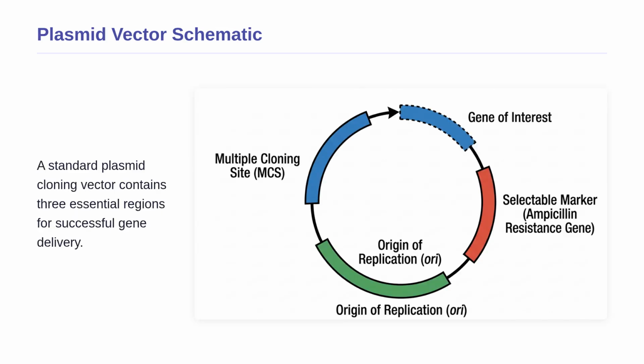Let us visualize what we just discussed to make it perfectly clear. On your screen is a schematic diagram of a standard plasmid cloning vector. Notice the circular structure of the DNA? The green region represents the origin of replication, ensuring the plasmid can be copied by the host. The blue region is the multiple cloning site, and you can see where the gene of interest has been inserted into it. Finally, the red section is the selectable marker, specifically an ampicillin resistance gene. This simple but elegant structure is the absolute foundation of genetic engineering.